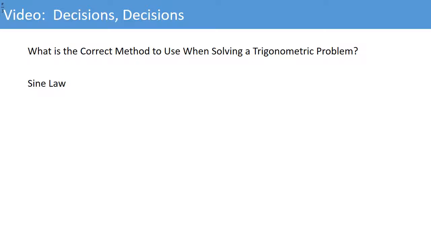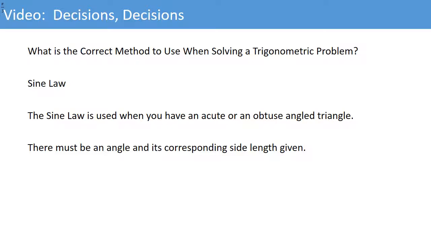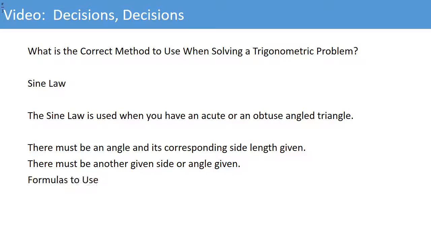Okay, so you know you don't have a right angle triangle. So now you have to decide, do I use the sine law or do I use the cosine law? Let's take a closer look at the sine law. The sine law is used when you have an acute or an obtuse triangle. There must be an angle and its corresponding side length given. There must be also another given side or angle.